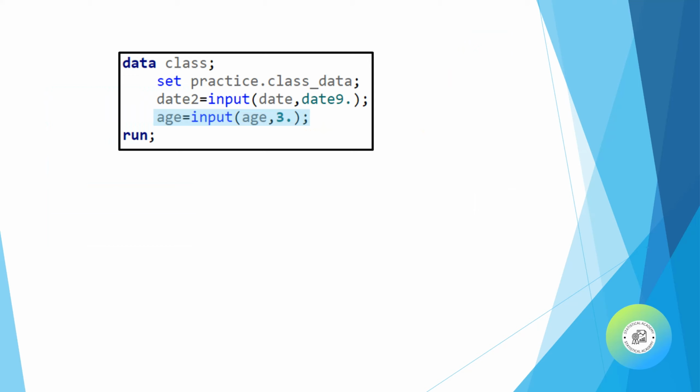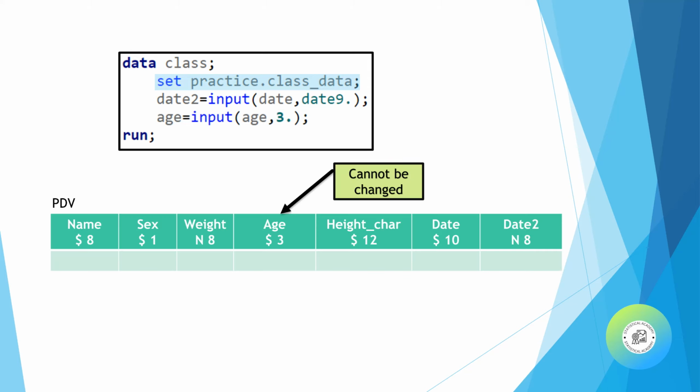What if you need to change the type of an existing variable? In this example, we have code to change the type of age from character to numeric. However, when the set statement reads the practice.class data, the PDV is established and age is a character variable. The assignment statement cannot change the character variable, age, to a numeric variable because it's already established. This is similar to how a length statement cannot change the length of a variable after it is set in the PDV. If you want to change age to a numeric variable, there are 3 steps you must follow to change the variable type.